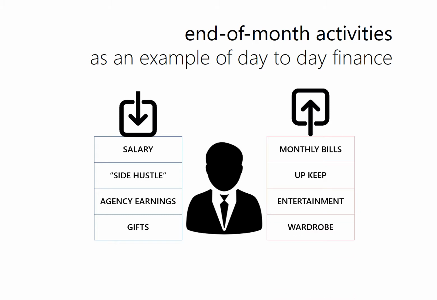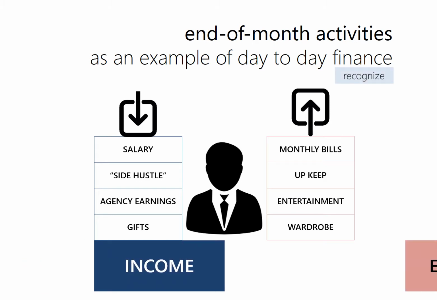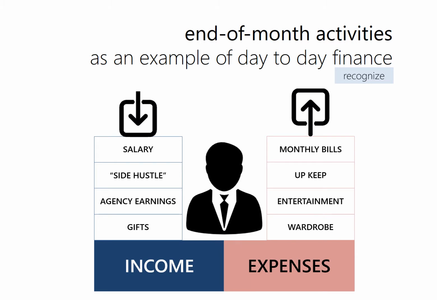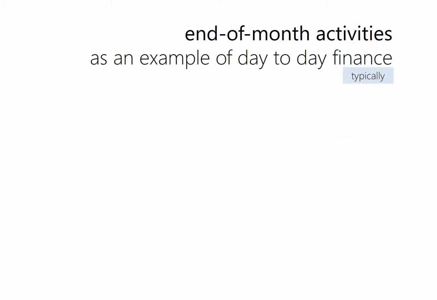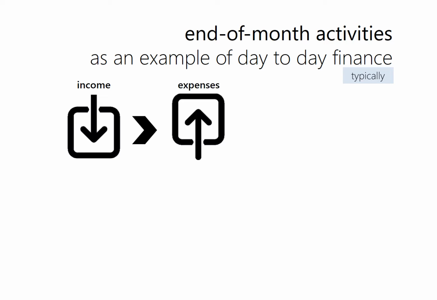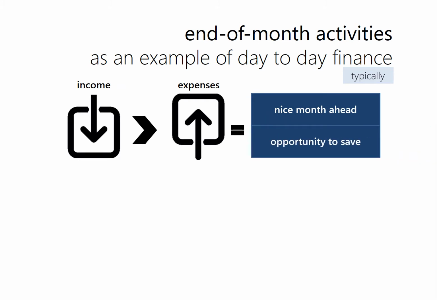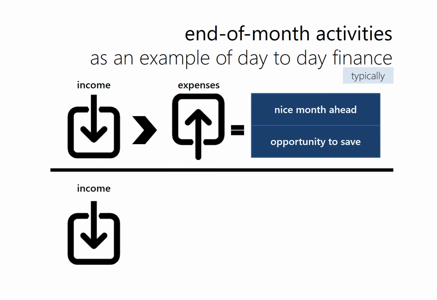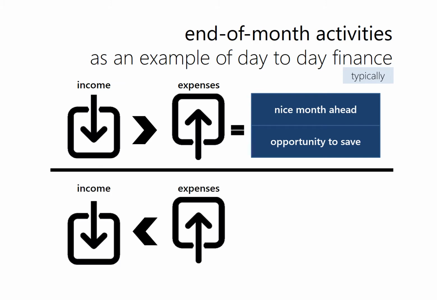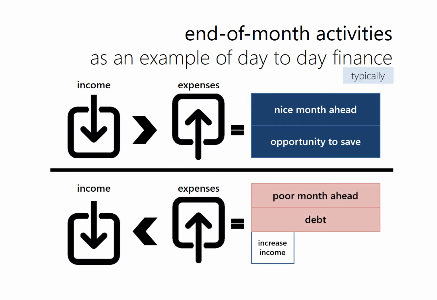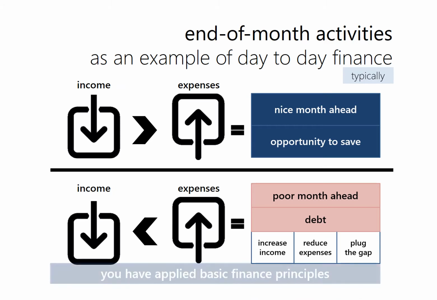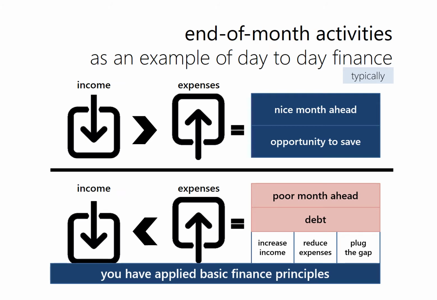What you have done here is simply recognize what your income or revenue is and what your expenses are. Typically, your income should be more than your expenses. When this is the case, then you have a nice month ahead, and you can even set something aside for savings. If income is not enough to cover expenses, you have to figure out some way to either increase your income or reduce your expenses, or plug the gap. You are applying basic financial principles.